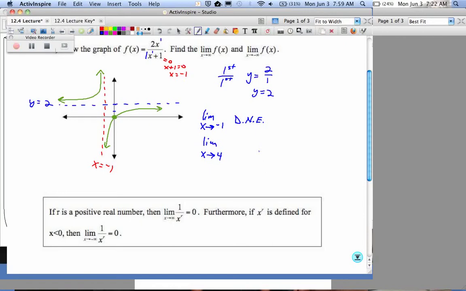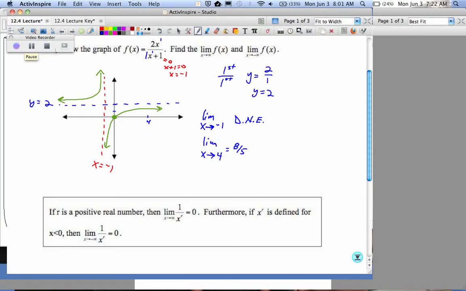What would happen if I approach 4? 1, 2, 3, 4 would be somewhere out here. If you actually plug in the number, direct substitution works, right? 2 times 4 is 8. 4 plus 1 is 5. So I'm guessing I get 8/5 from my limit. So you got to watch where those numbers are.